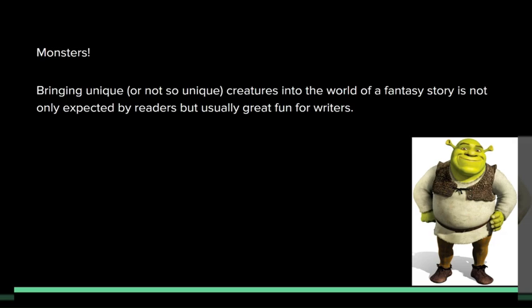So, when it comes to creatures, monsters, I would say that bringing unique or not so unique creatures, broadly defined, into the world of a story that we write in fantasy is not just one of the things that readers expect. They want to see into the creative mind of the writer and what it is that they have done with monsters and creatures, but also is one of the things that we as writers of this kind of thing really like coming up with.